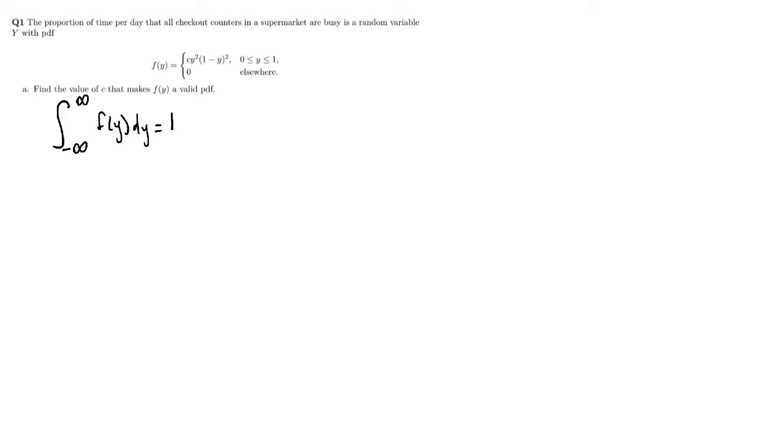So for our first step, we're going to need to evaluate this integral here. So from minus infinity to infinity, f of y dy is equal to, so the first part, we can look at minus infinity up to 0, which is going to be 0. And we're also going to have that from 1 up to infinity, f of y is 0.